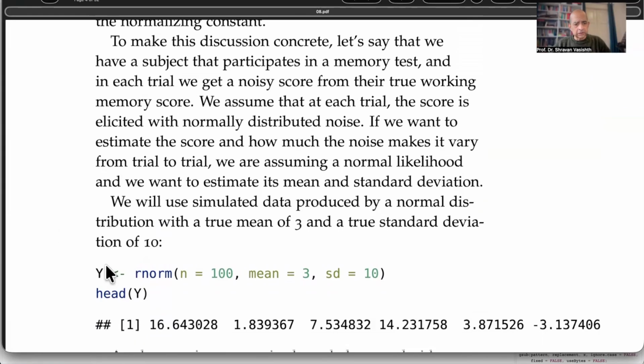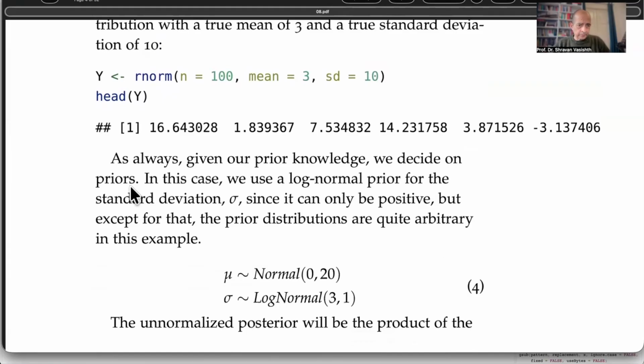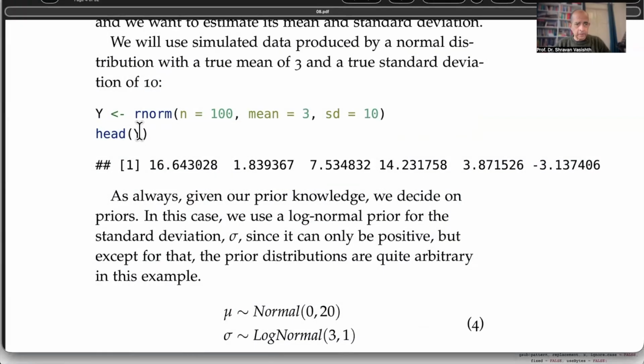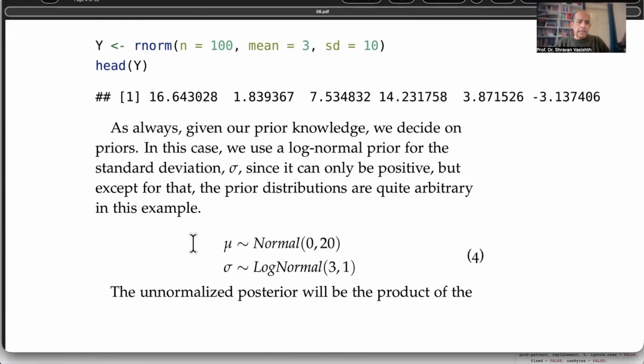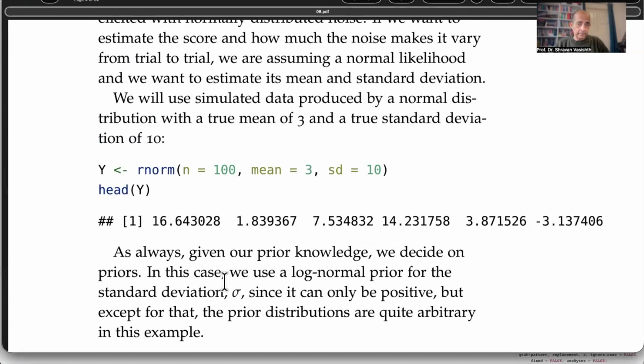So here we are just illustrating what it would mean. Suppose we are getting data from a normal distribution with a particular mean and standard deviation. This is random data, and suppose we have defined some priors on the parameters mu and sigma.